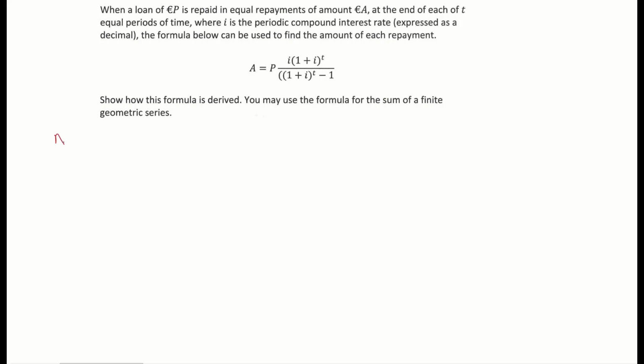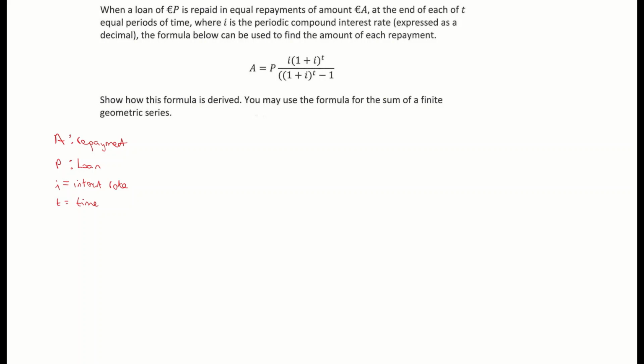My A is going to stand for the repayment. My P is standing for the loan amount or mortgage. My I stands for interest rate. And T stands for time. Now that could be years, months, we don't know. This is just deriving the formula. That's how your typical exam question would look.